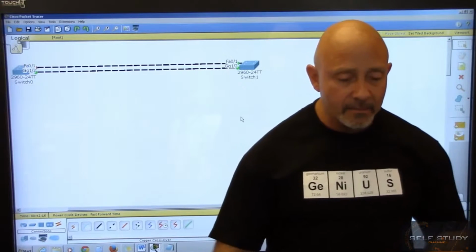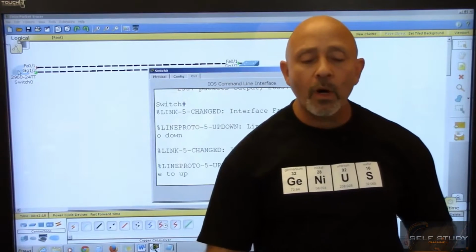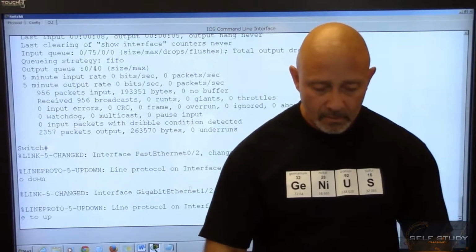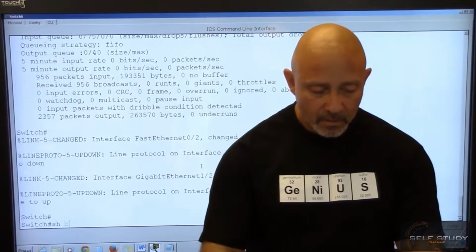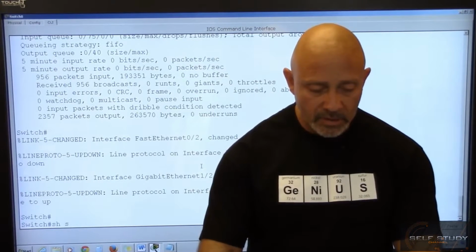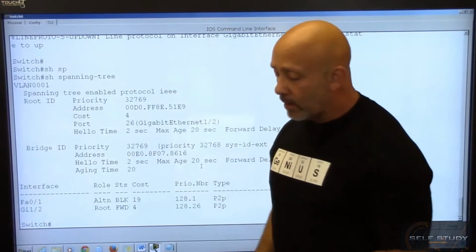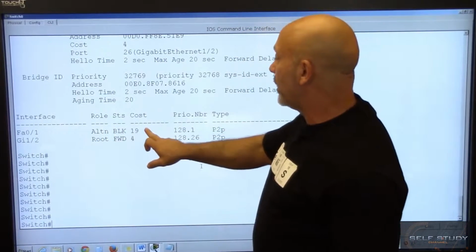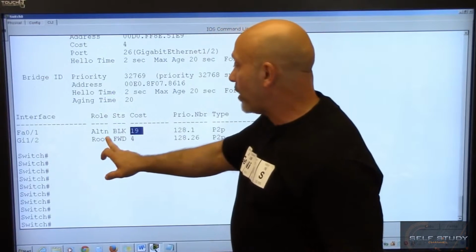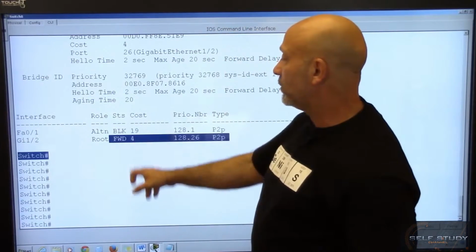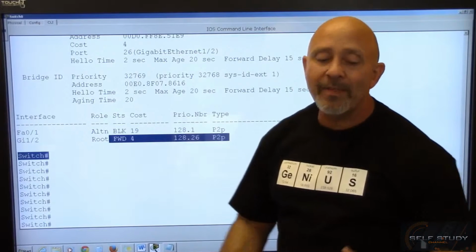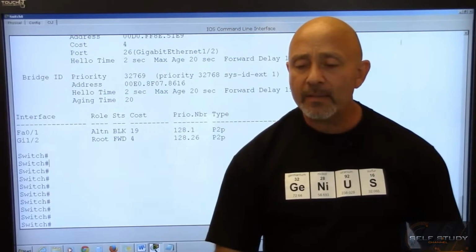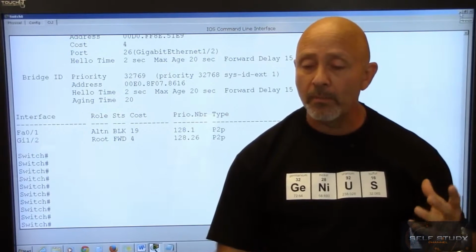Let's take a look at it. Why in the world would you want to block a gigabit port? Show spanning tree. There it is. Right? Your Fa0/1 alternate blocking, 19 cost. Gigabit port, root, forwarding, cost 4. So that's why. That's how that works. It's based on bandwidth when looking to see what port is going to block.